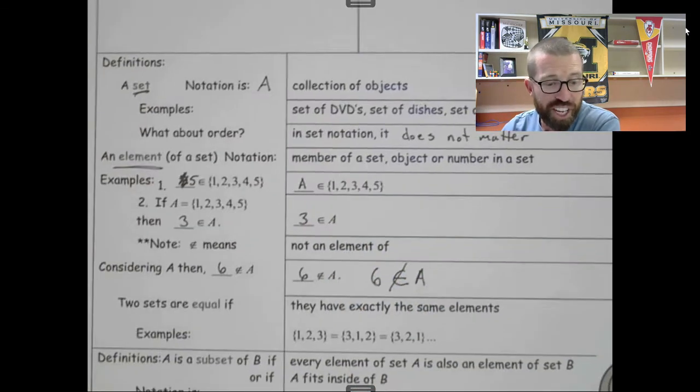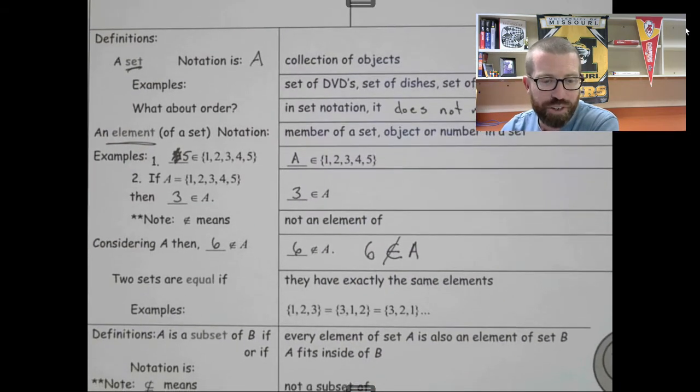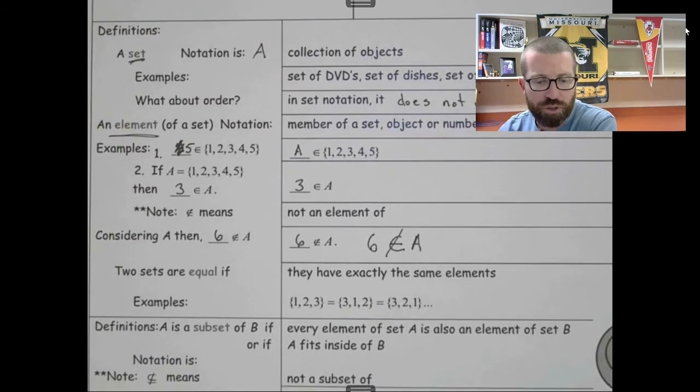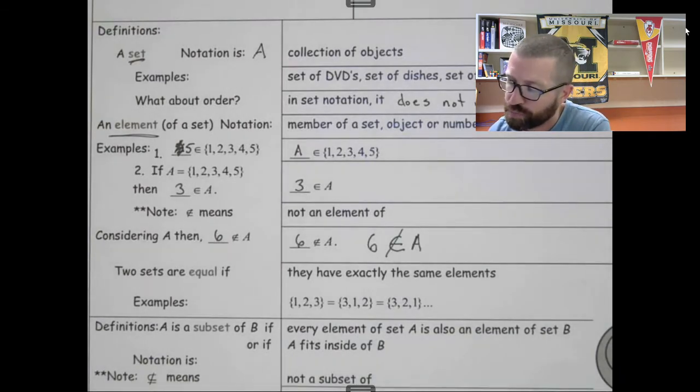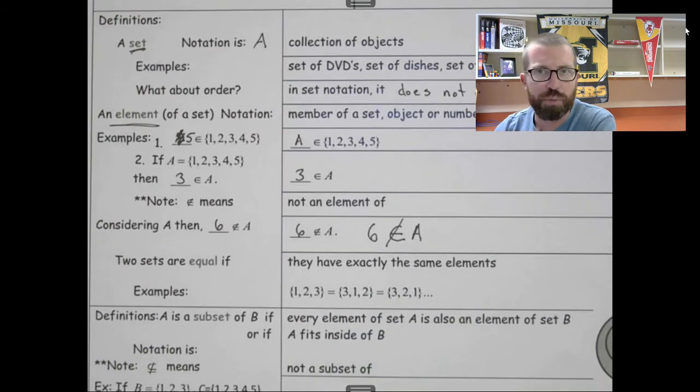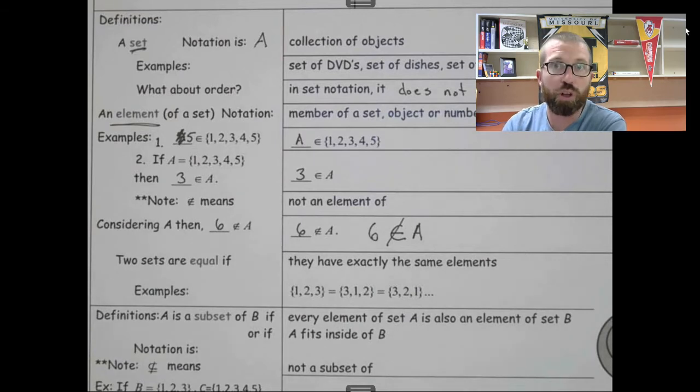Two sets are equal if they have exactly the same elements. So these sets are all equal even though the order isn't the same. Order just doesn't matter, although it's convenient to write them in order from smallest number to largest number, if that's the case. If a number occurs more than once, you do not have to write it more than once. You just write it one time.